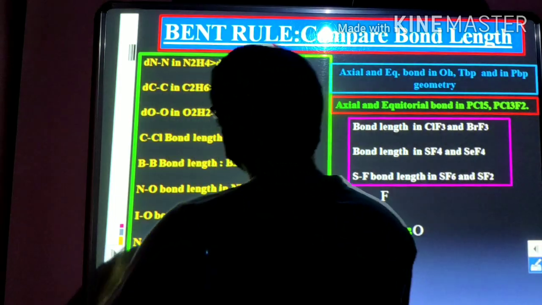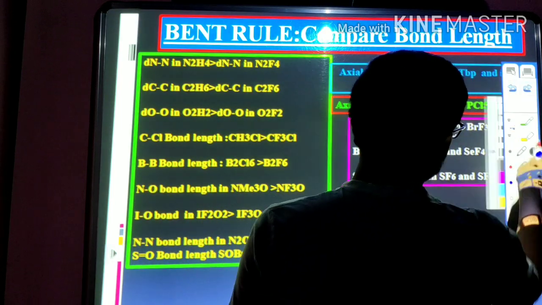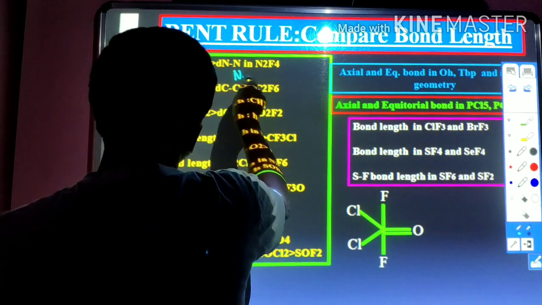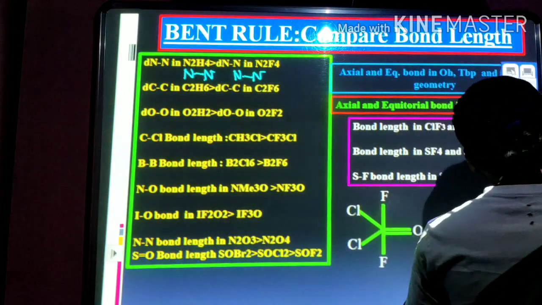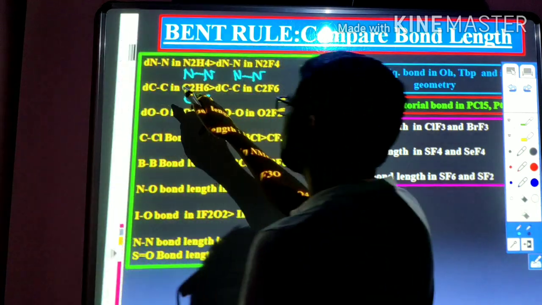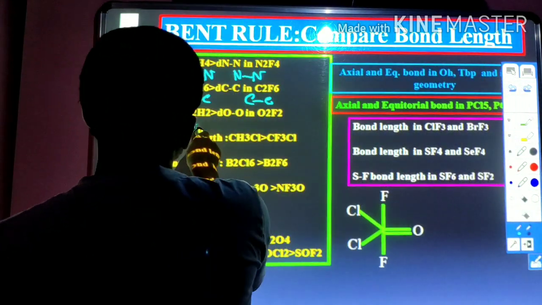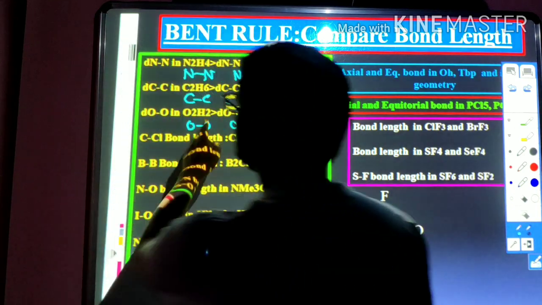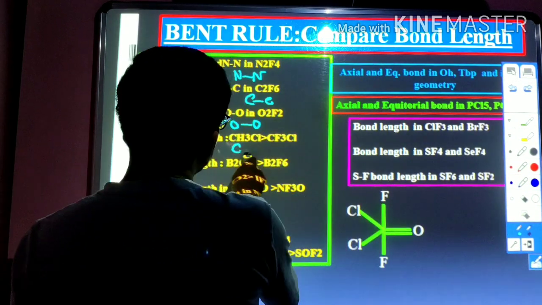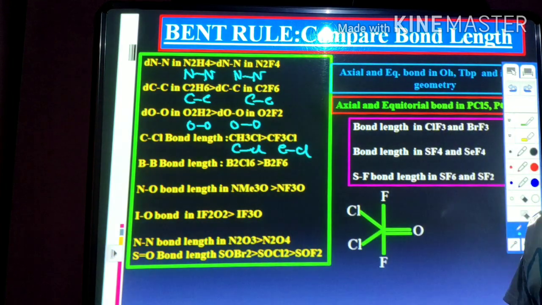Okay, so here in N2H4, the N-N bond length will be entirely different. In C2H6, the C-C bond length will be different from the C-C bond length in the other molecule. Likewise, the O-O bond length in O2H2 and the O-O bond length in O2F2 will be different. The C-Cl bond length in CH3Cl and the other CH3Cl will be different.